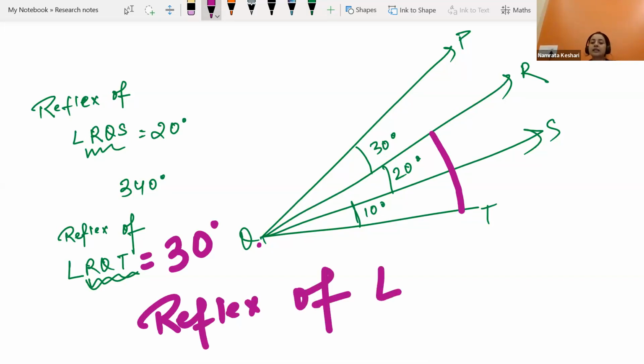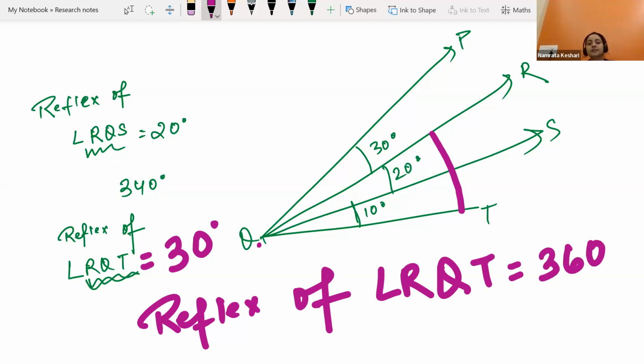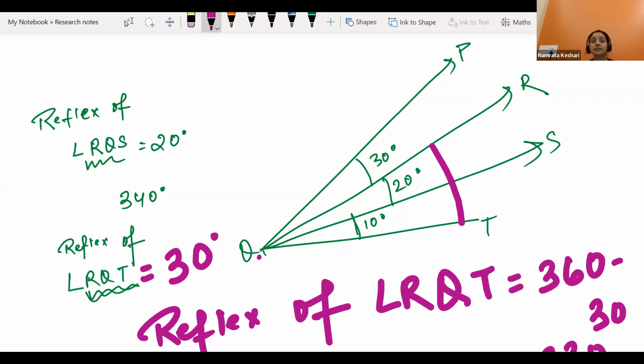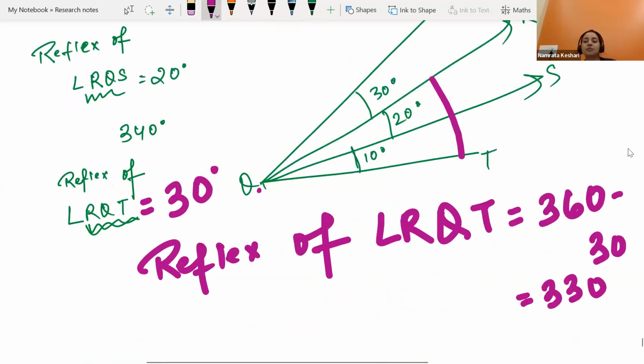Getting it? Now, Heather, you will respond. What is angle PQS? 50 degrees. Perfect. What is angle PQT? 60. Perfect. Okay, this is how you have to be careful, and you have to listen to me carefully. Otherwise you will say that it is 10, 20, or 30. And this is how we'll be finding the reflex.